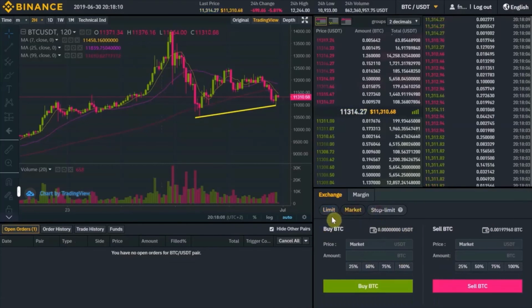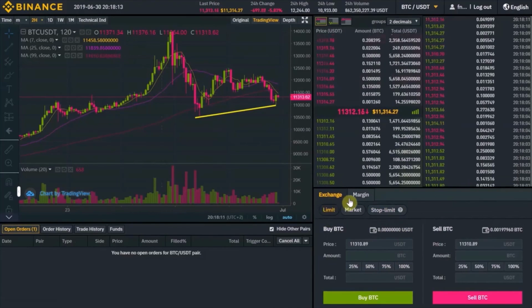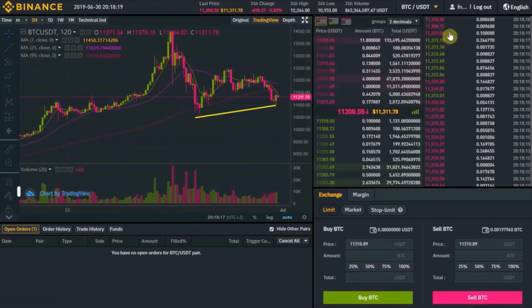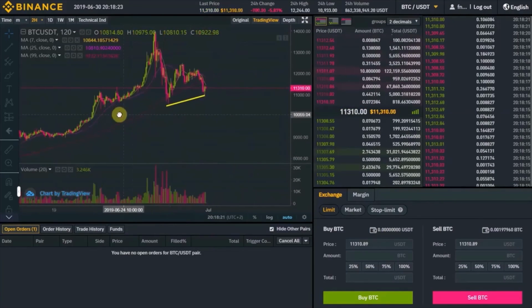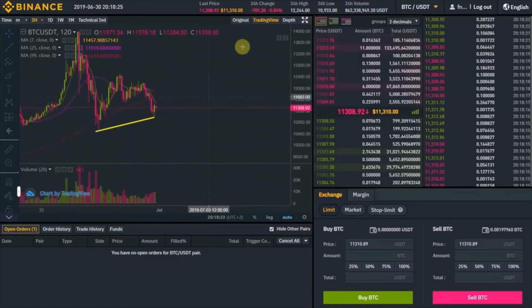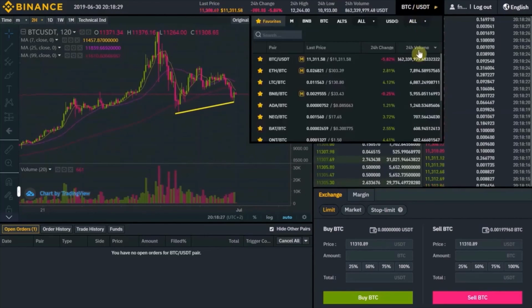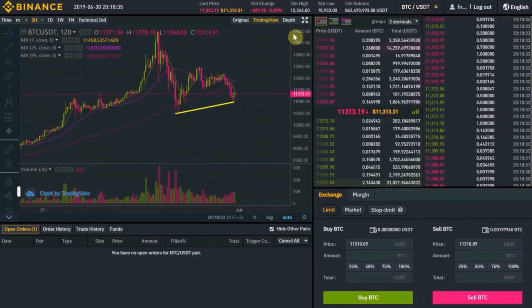You have the same options as the other one. And this is the order book. Again, you can expand this, and the trade history. The chart is exactly like TradingView. You can select the coins here. That's the only difference in terms of interface. Okay, I think that's it.